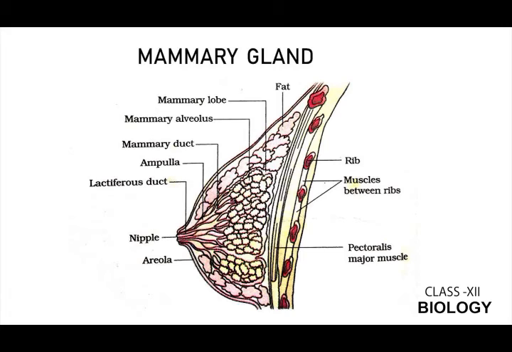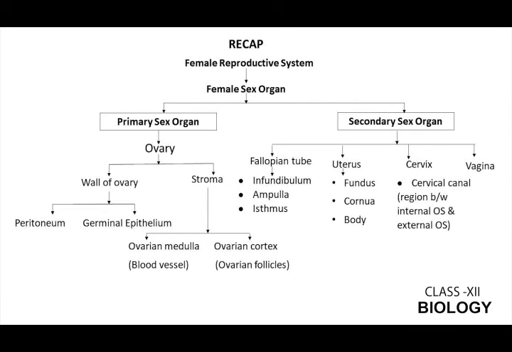Very thin cells surround the alveoli. From that region milk is secreted and stored in the cavity of the alveoli, and from there it is transferred through the mammary tubule. Mammary tubules of each lobe join to form a mammary duct. Several mammary ducts join to form a wider mammary ampulla, which is connected to the lactiferous duct through which milk is sucked out. We'll have a quick recap.